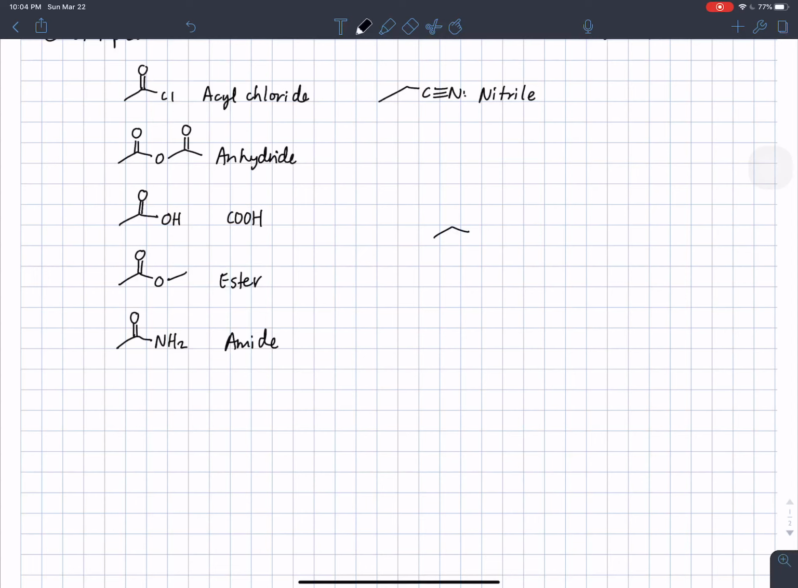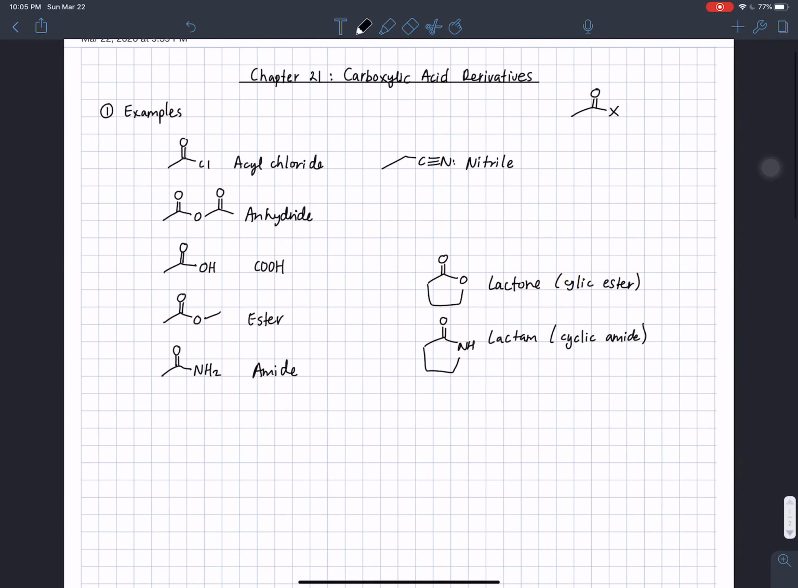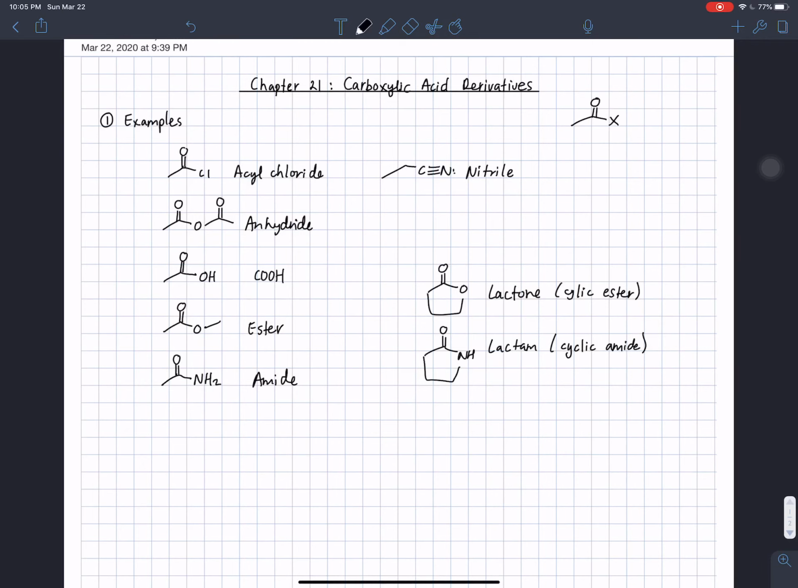So first we have this one, which is called a lactone. A lactone is just a cyclic ester. Meanwhile, the other one is called a lactam, which is a cyclic amide. Now, mind my writing. I'm going to try to do this fast so the video is not too long, but you can play it slow or whatever.